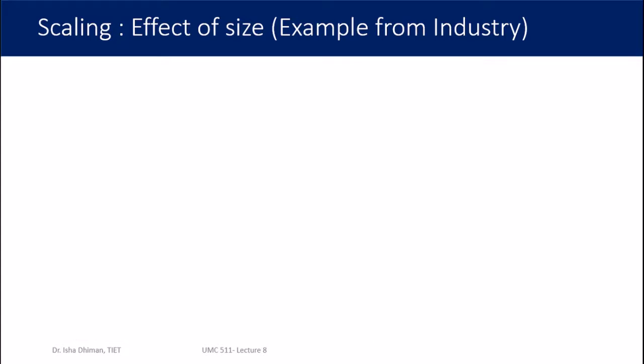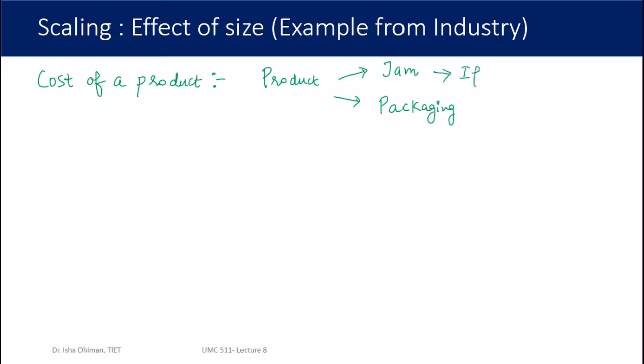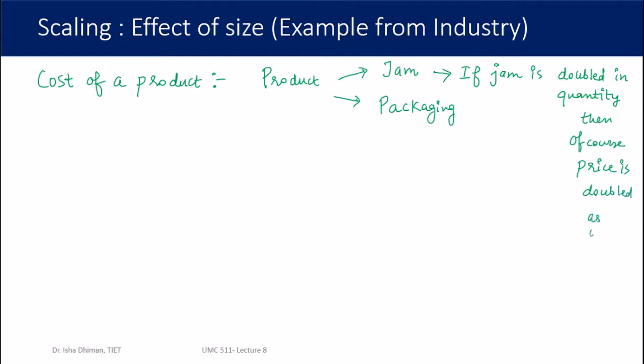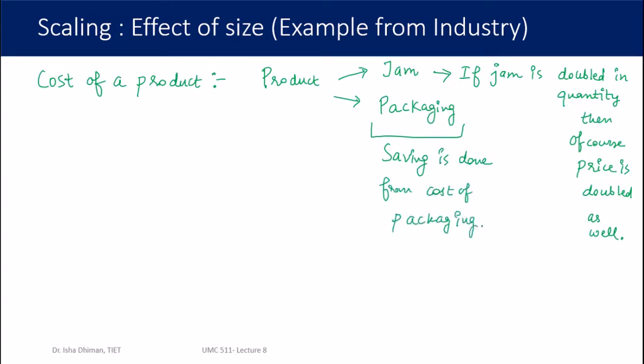To understand this, let's look at what it takes to cost a product. Product means, say, you have jam and the packaging of it. Obviously if the jam quantity is doubled, the price of the jam, because here we are just talking about the ingredient inside the packet, is definitely doubled as well. So that means the saving is done from the packaging. So we need to look at the cost of packaging.